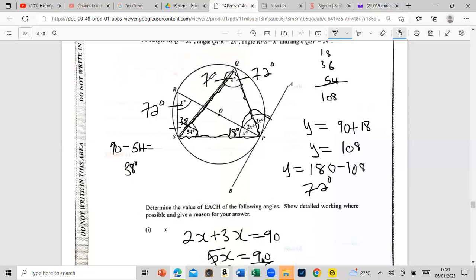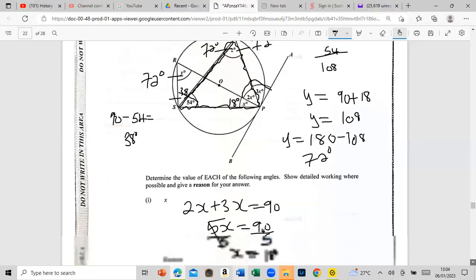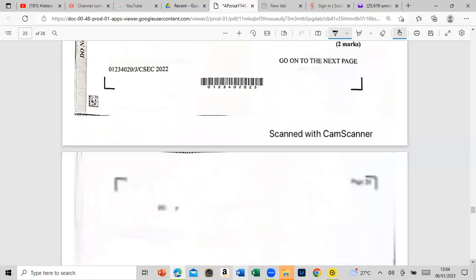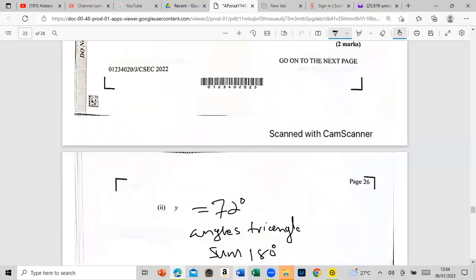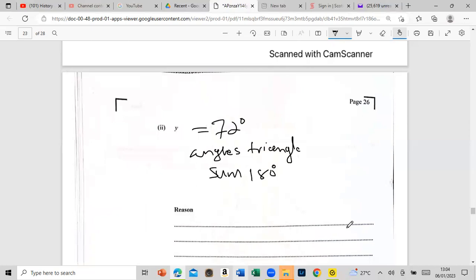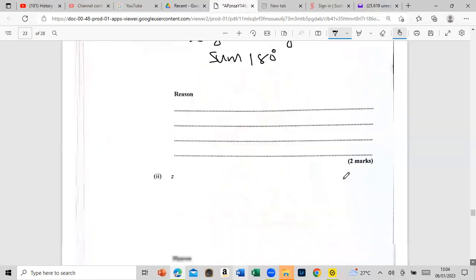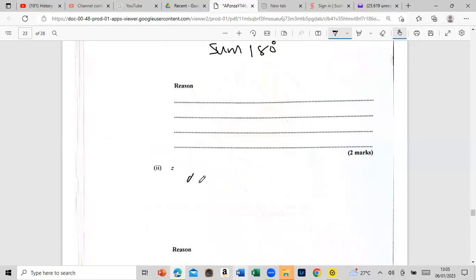I never even saw that at first, but it jumped out at me. But yeah, so that's the reason. We could give them the reason there. Two reasons: angles in a triangle add up to 180, we could use that, or we could use angles in the same segment.